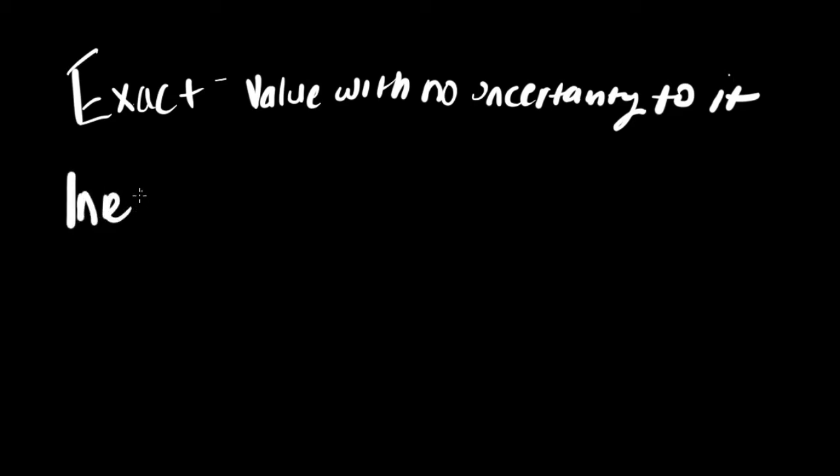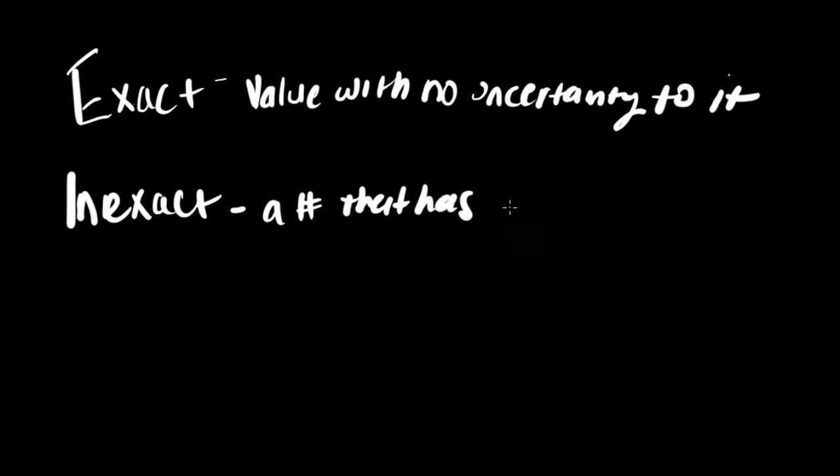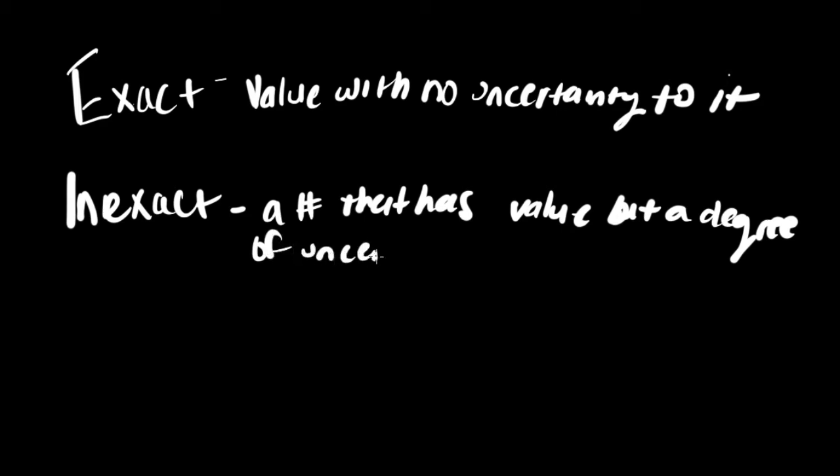So let's write that real quick. An exact number is a number that has a value but a degree of uncertainty to it.